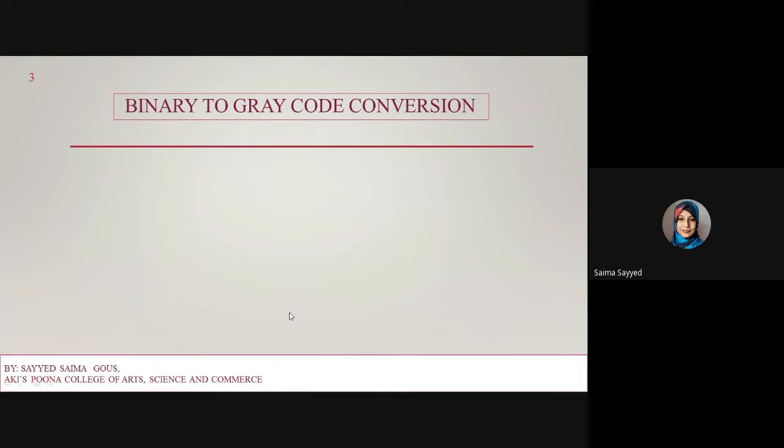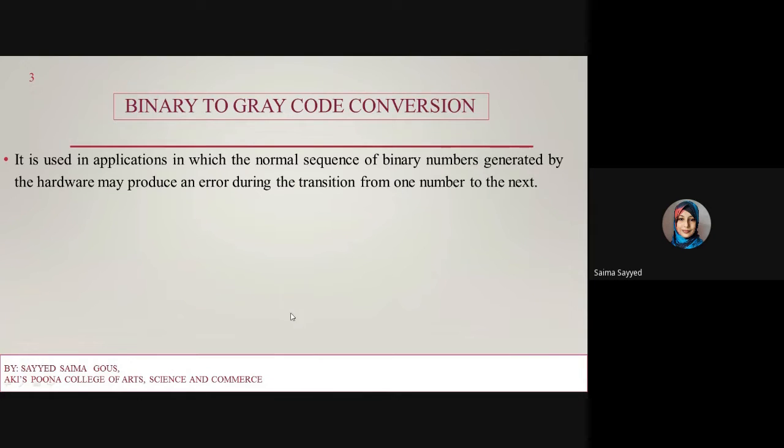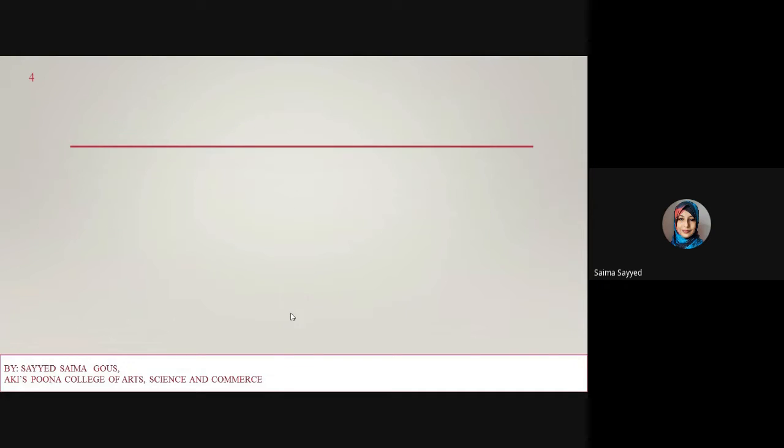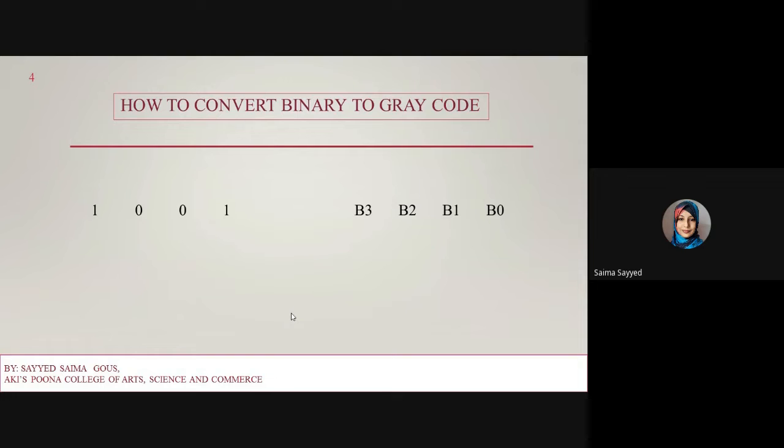Where do we need this binary to gray code converter? It is used in applications in which the normal sequence of binary numbers generated by the hardware may produce an error during the transition from one number to the next. Gray code eliminates this problem, since only one bit is changing during the transition. Now, how to convert a binary number to gray code?